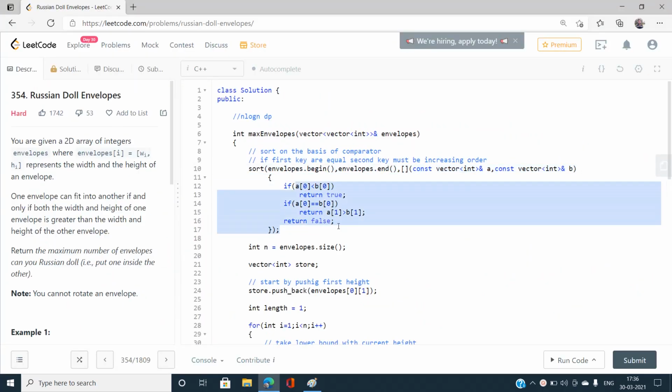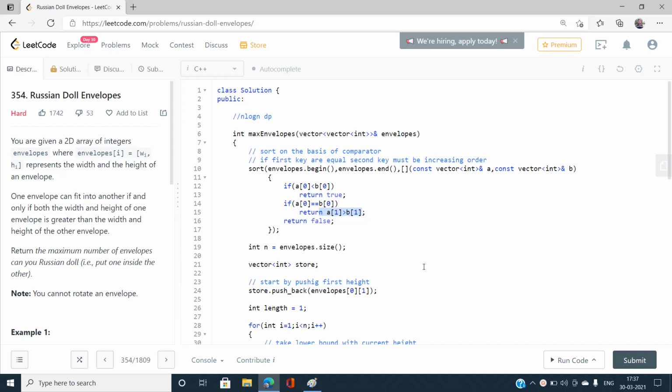So basically, with the comparator, if A0 is less than B0, just return true, and if both are the same, if A1 is greater than B1, return true, which means the second key is sorted in decreasing order. And finally return false. If you are not aware of this, no need to worry. I have mentioned it in the description section of the video; you can check that for understanding how we use this comparator in our program.